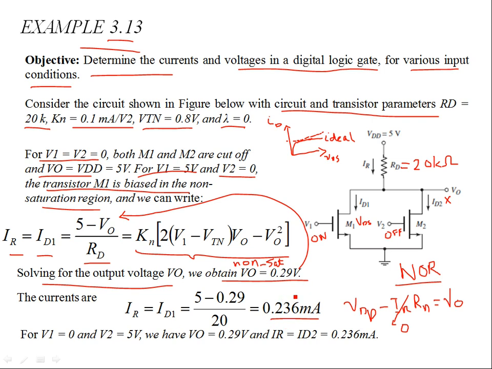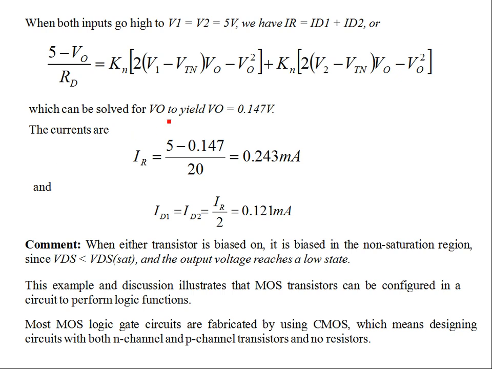So if you reverse the roles, such that V1 is off and V2 is on, vice versa, the situation is the same. In that case, ID2 will be 0.236 milliamps. You will have ID2 and you won't have ID1, but the analysis is the same for the same RD and same VDD. So your output is still 0.29 volts and the current is 0.236. But what happens when you turn both the transistors on?